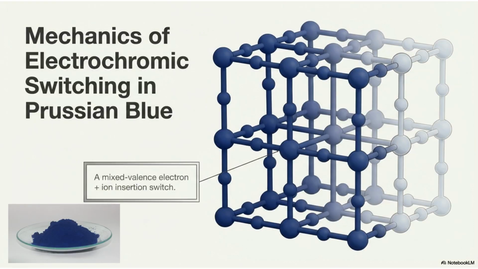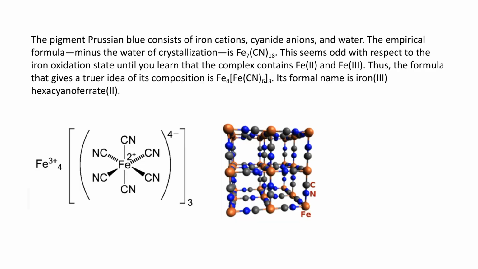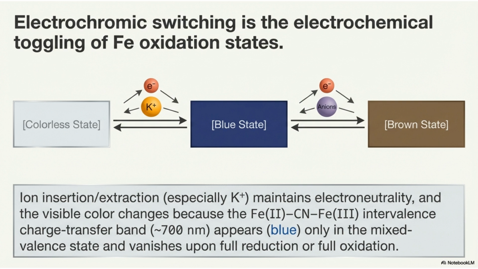This video will explore the mechanics of electrochromic switching in Prussian blue, which is characterized by a mixed valence electron and ion insertion switch. Prussian blue pigment consists of iron cations, cyanide anions, and water. Its formal name is iron(III) hexacyanoferrate(II). The complex contains both Fe2+ and Fe3+ oxidation states. Electrochromic switching involves the electrochemical toggling of Fe oxidation states.